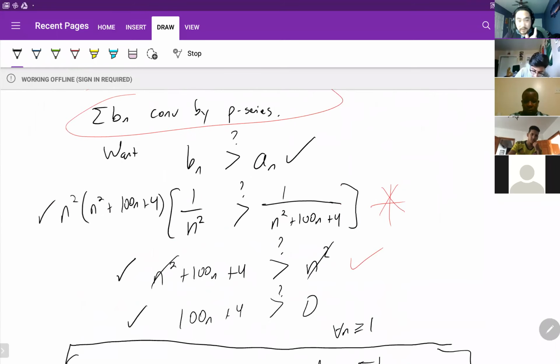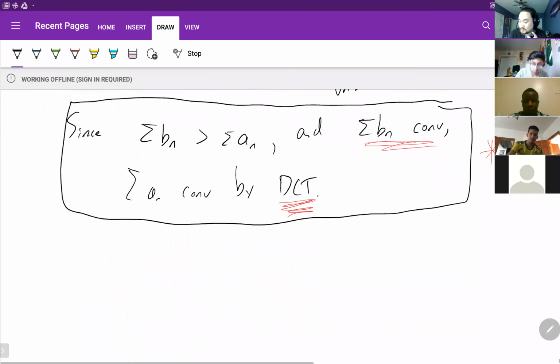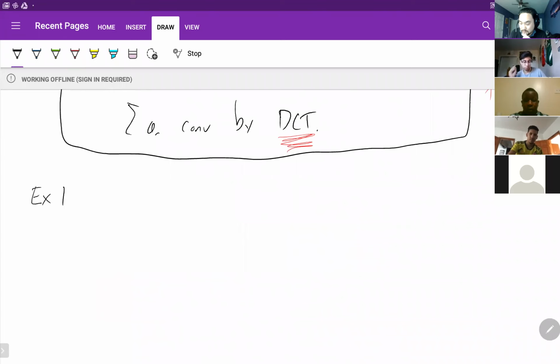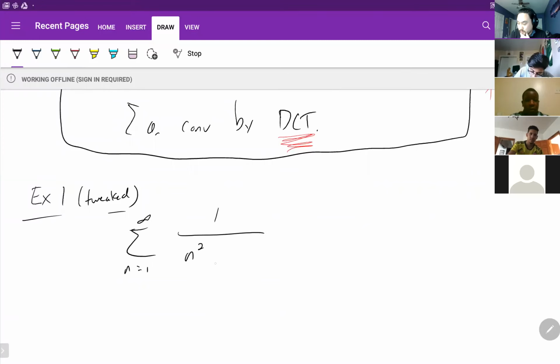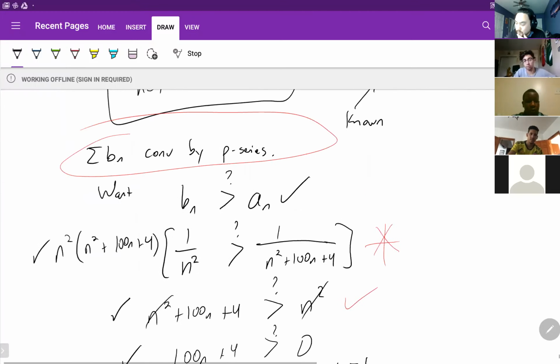So watch. I'm going to tweak this problem, oh so slightly. Ready? Example 1, tweaked. I'm going to tweak this example oh so slightly. Ready? The sum from n equals 1 to infinity of 1 over n squared minus 100n plus 4. What was it? Yeah, it was minus 100n and plus 4. That's 100n, I'm sorry.